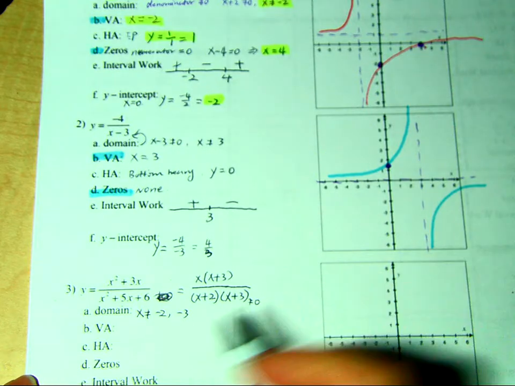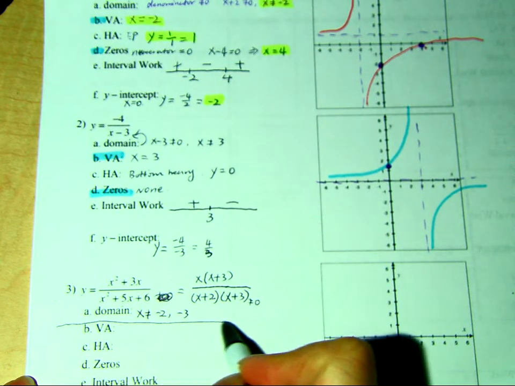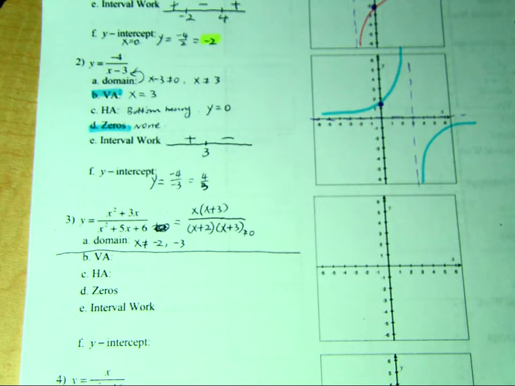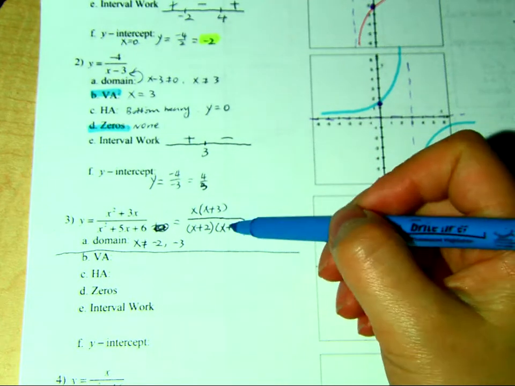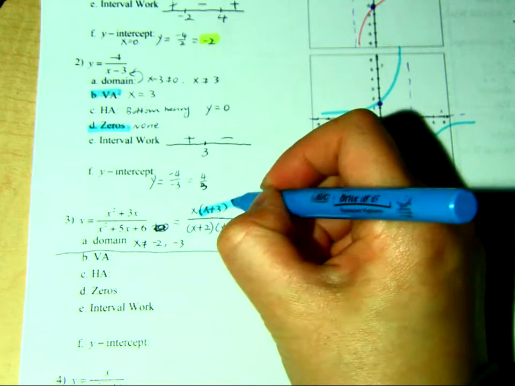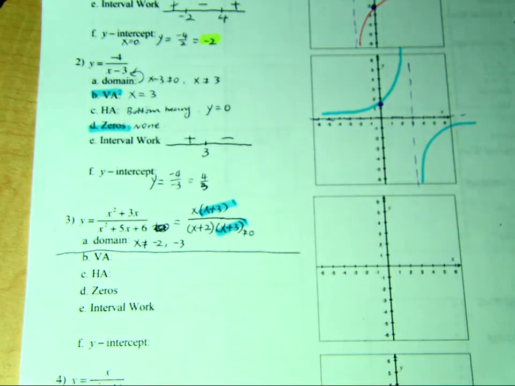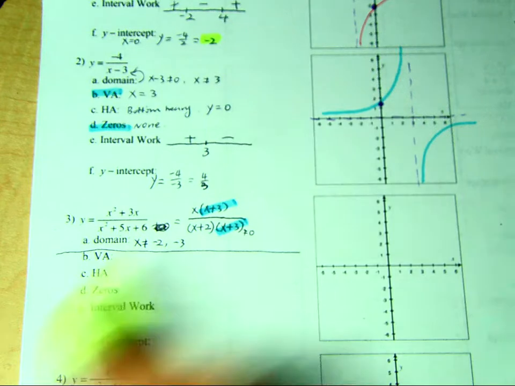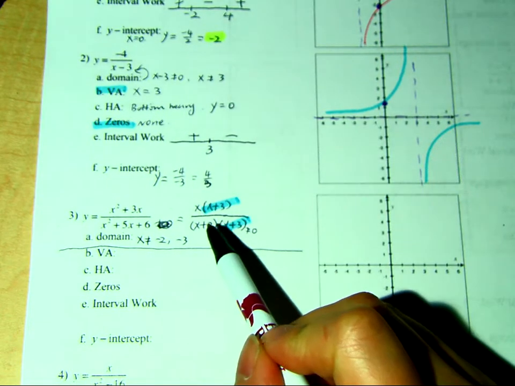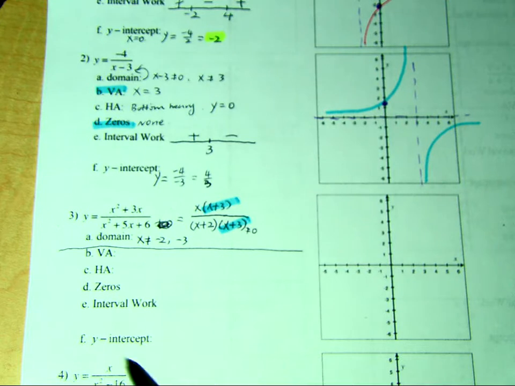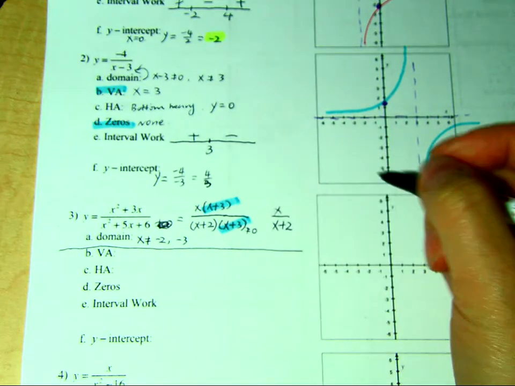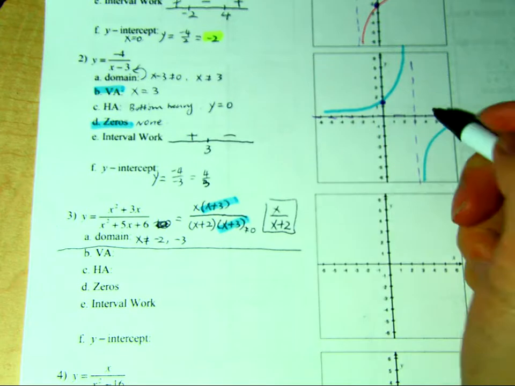After you've done domain, we're going to do a little bit differently. Why differently? Because look at this question, we have a common factor after we factor this. So we can cancel this common factor. Now we only have x over x plus 2. We're going to use this new equation for all the rest of the problems. So now we have x over x plus 2. That's the one we're going to use after we find the domain.